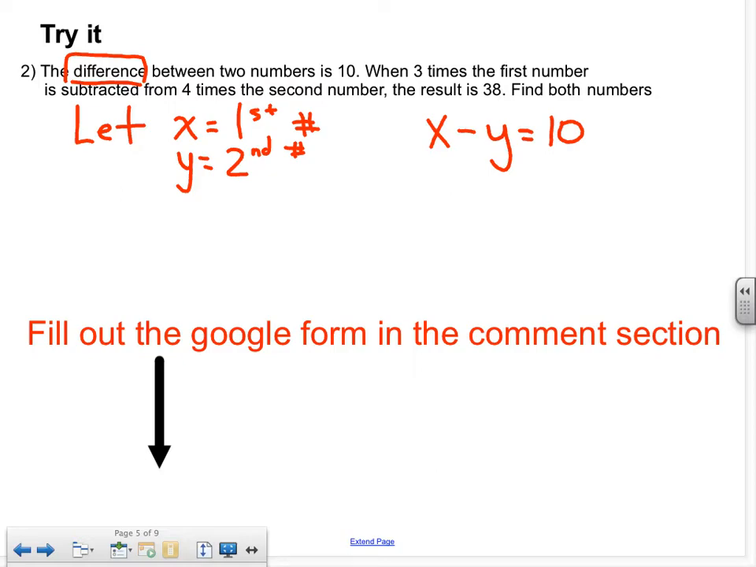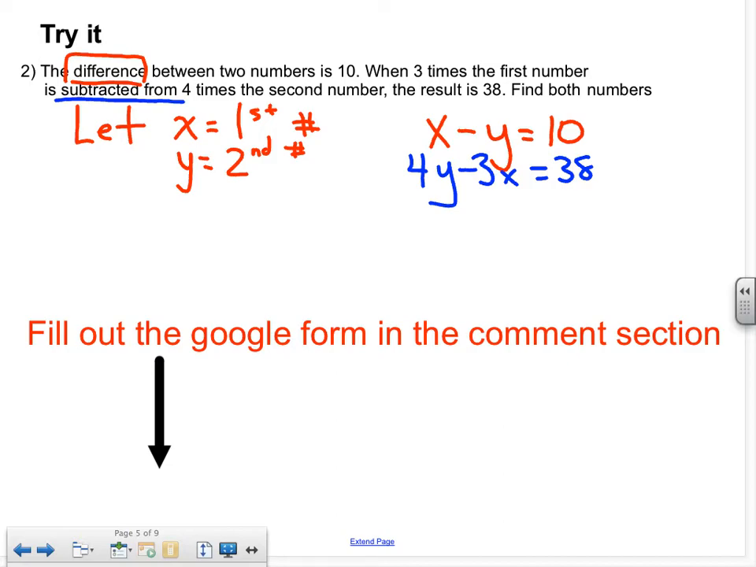And when 3 times the first number is subtracted from this piece right here. We talked about this with polynomials earlier in the year. This can be a little bit confusing if someone directly translates this, but the 3 times actually goes to the end of this statement because we're subtracting it from 4 times the second. So it actually begins with a 4y because that's what we're subtracting it from. And we're taking away 3x, which is 3 times the first, is 38.